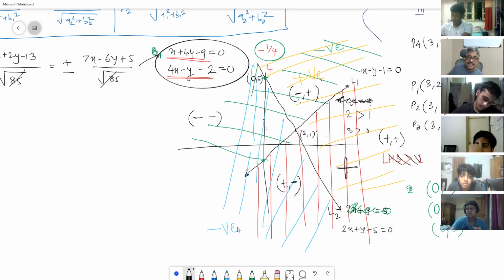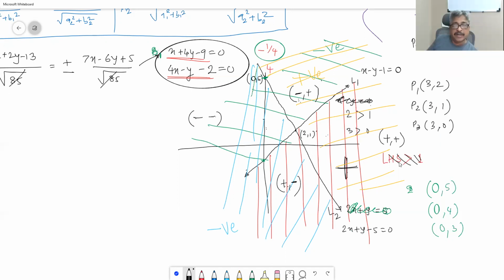So because there are 2 lines, there are 4 quadrants. Because of one line, one half plane is positive, other half plane is negative, remaining points are on the line. Because of line number 2, one half plane is positive, another half plane is negative, and the points are on the line. Therefore, 4 quadrants will be of 4 types: plus plus, minus minus, plus minus, minus plus. Fortunately, plus plus and minus minus are vertically opposite quadrants. Minus plus and plus minus are vertically opposite quadrants. That is what we got right now.